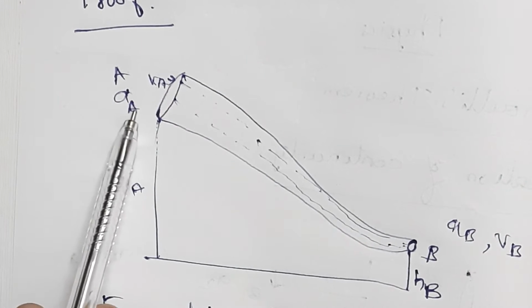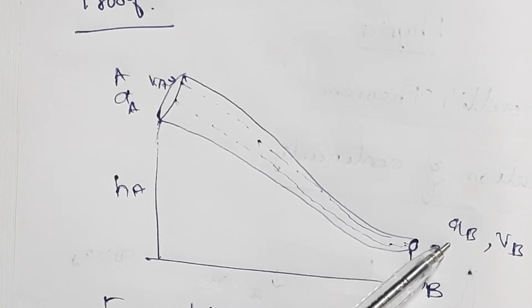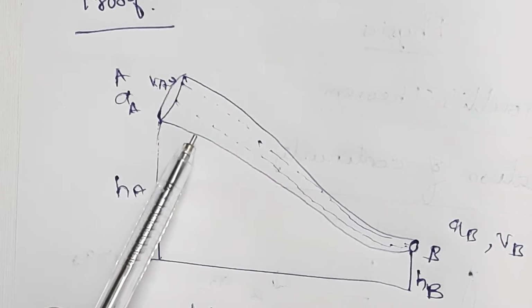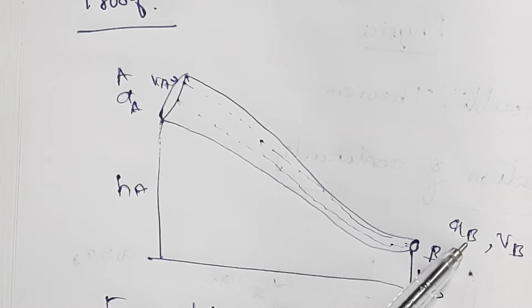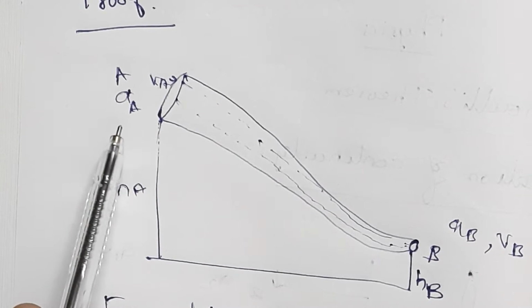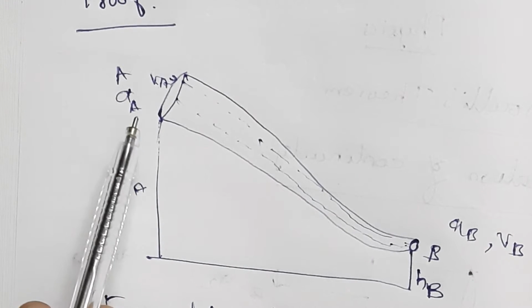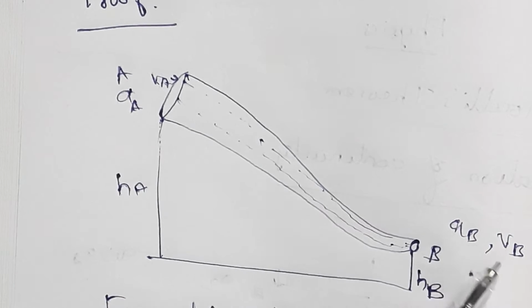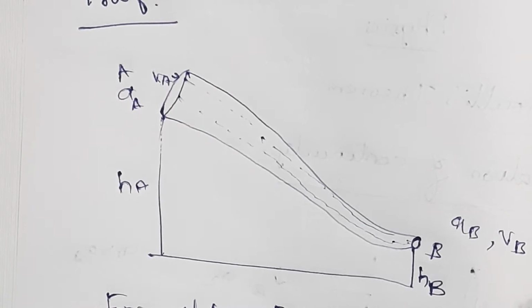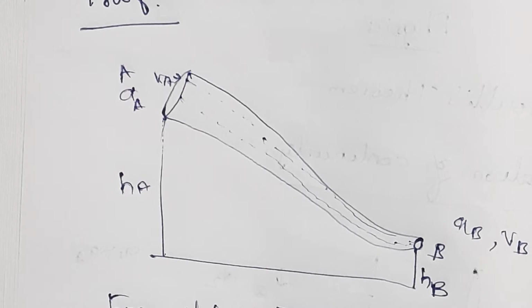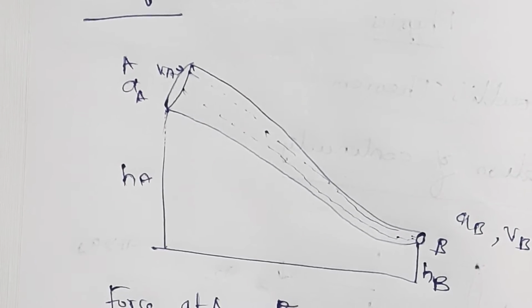And AA the area of cross section at A, AB the area of cross section at B, VA the velocity of flow of liquid at A, VB the velocity of flow of liquid at B. Similarly, FA and PA are the force and pressure at A, FB and PB are the force and pressure at B. So first we have to find out the pressure energy.